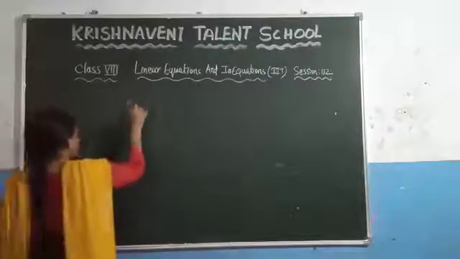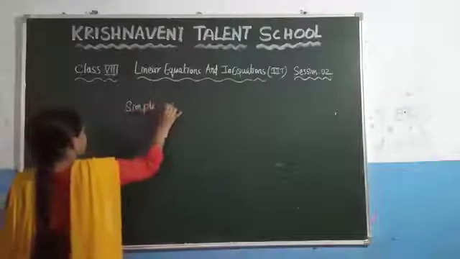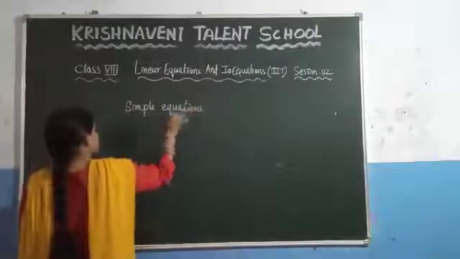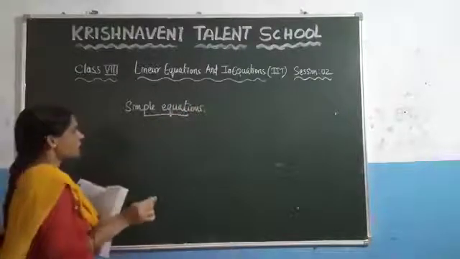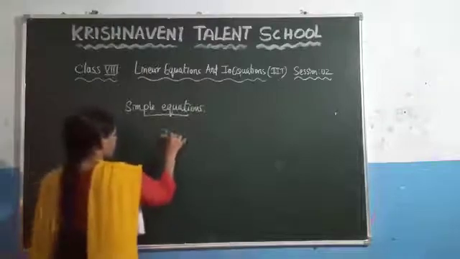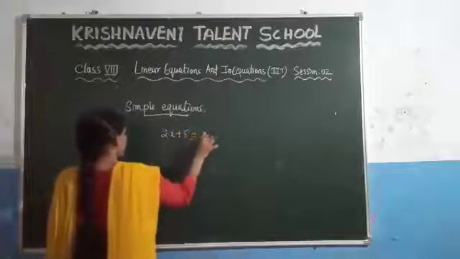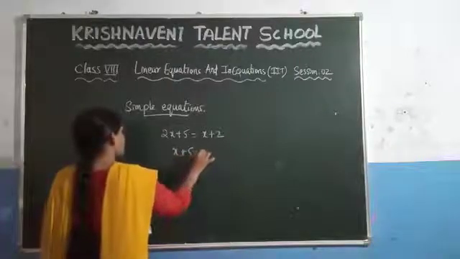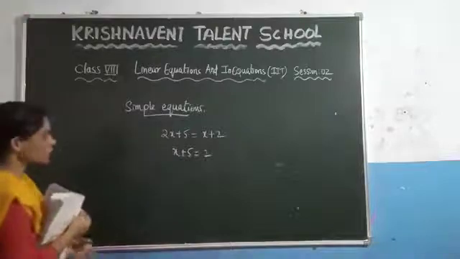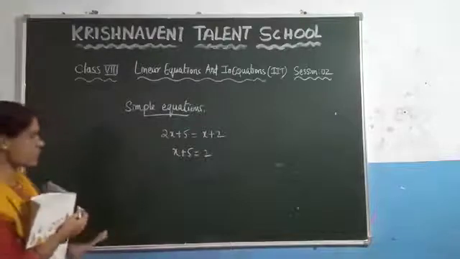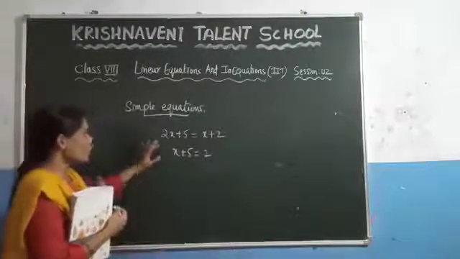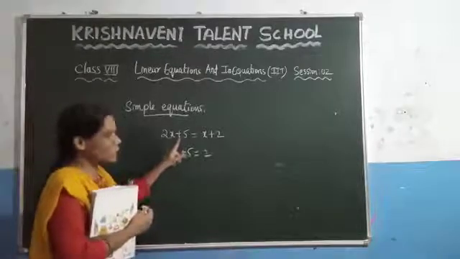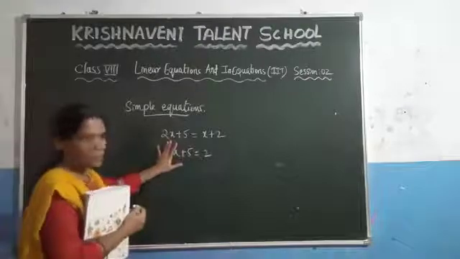And the next concept is simple equations. Let us consider a few examples here: 2x plus 5 is equal to x plus 2, and x plus 5 is equal to 2. These are examples of simple equations. What is meant by a simple equation is nothing but just solving for the value of the variable. Here the variable is x, and you need to find its value.